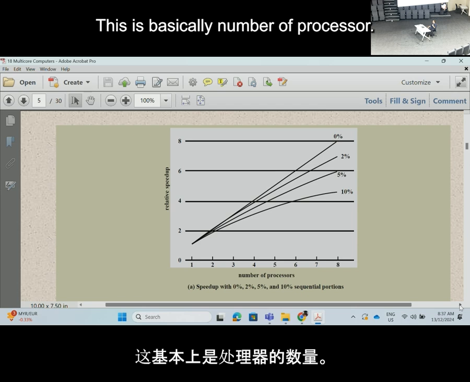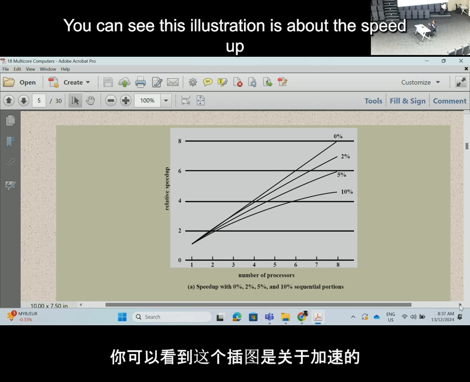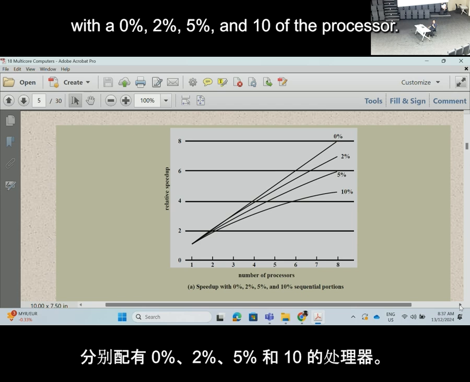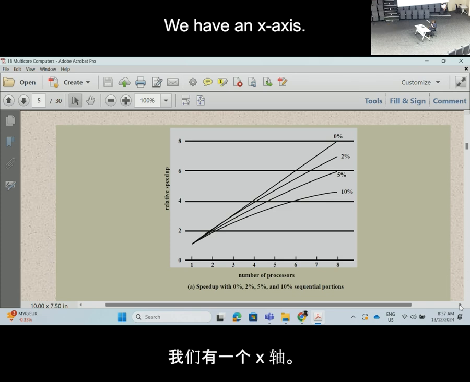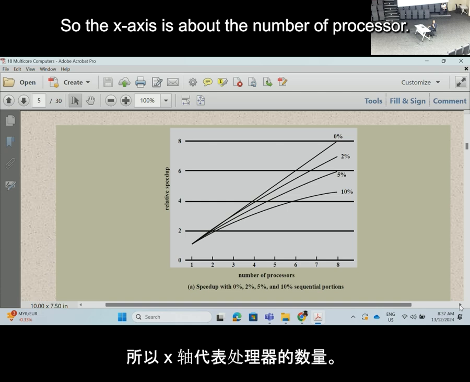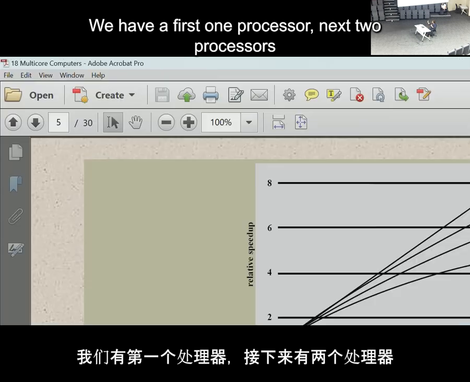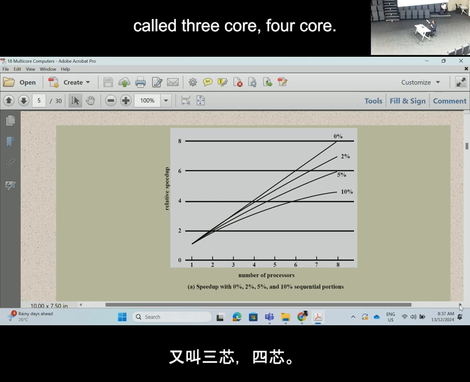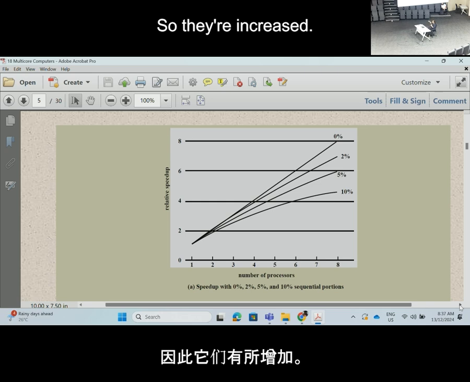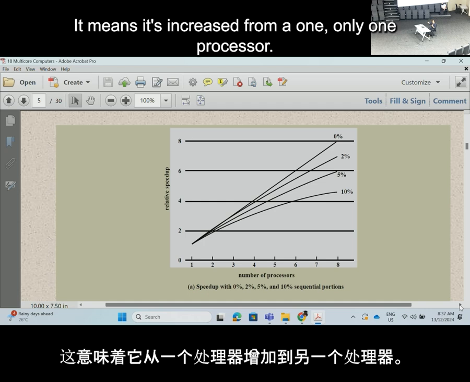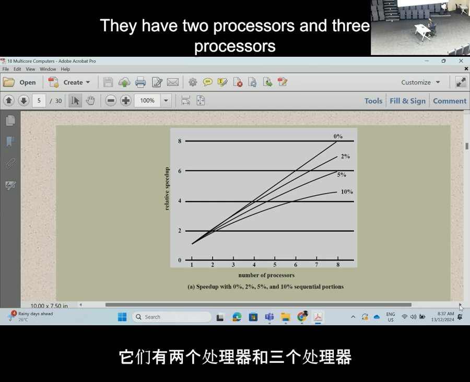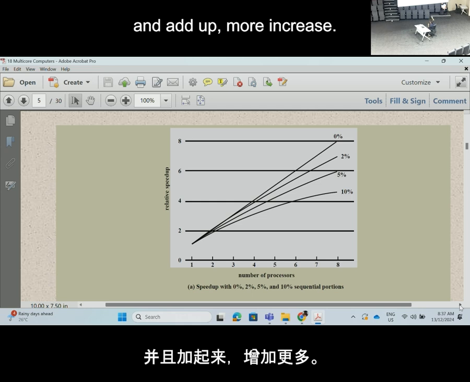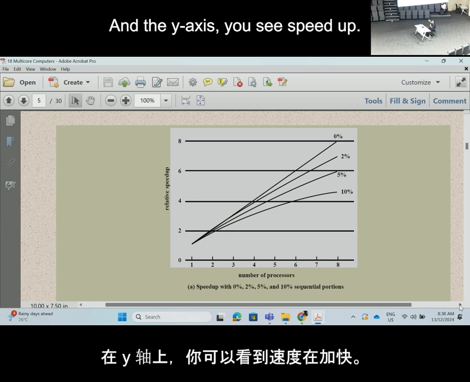So let me see. This is basically the number of processors. You can see this illustration is about the speedup with 0%, 2%, 5%, and 10% of the processor. We have an x-axis, which is the number of processors. We have first one processor, next two processor cores, 3 cores, 4 cores. So they increase, from only one processor to 2 processors and 3 processors and more. And the y-axis is speedup.